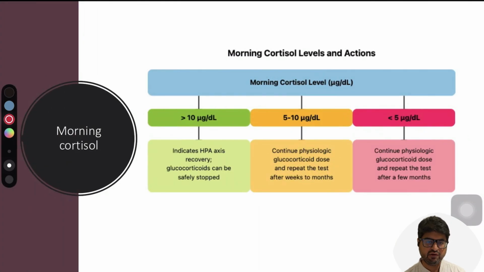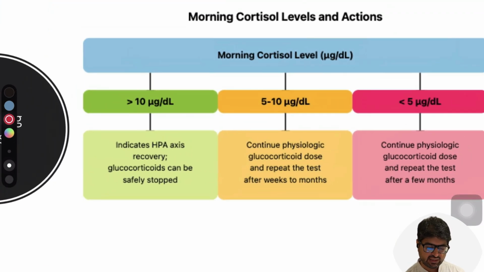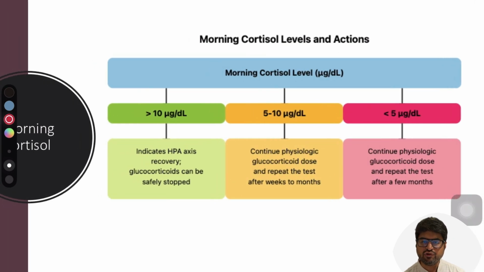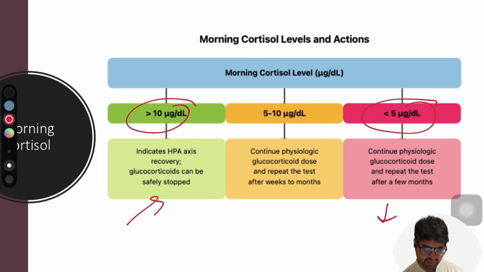So that's the typical way, and you do the morning cortisol level, and this is the interpretation of that. If the morning cortisol level is more than 10, that means the HPA axis has recovered and the glucocorticoids can be stopped. If it is less than 5, then you need to continue the physiological dose of glucocorticoids for a few more weeks and then keep repeating.